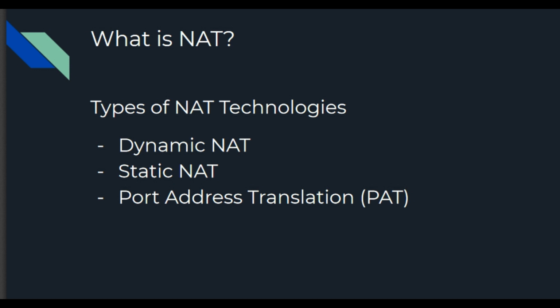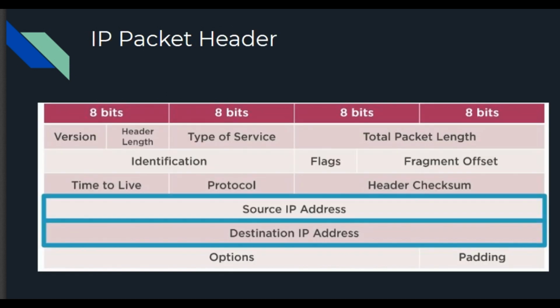Now our last technology is PAT, port address translation. Port address translation is another type of dynamic NAT which can map multiple private IP addresses to a single public IP address by using a technology known as port address translation. Before we understand how NAT works, we have to understand the IP packet header and TCP header, because they are the main components for the NAT technology.